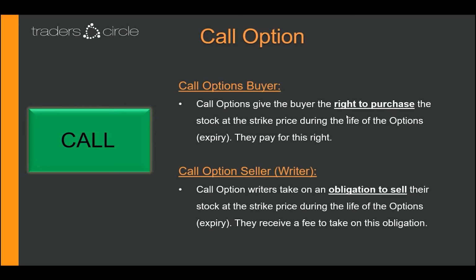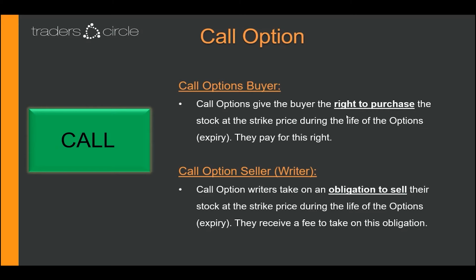And so options have a finite life, right? So they will expire at some point. This trade will finish on the expiry day, right? It's not like stock where it just lasts forever, or until the stock dies or something like that, right? The options have an expiry.